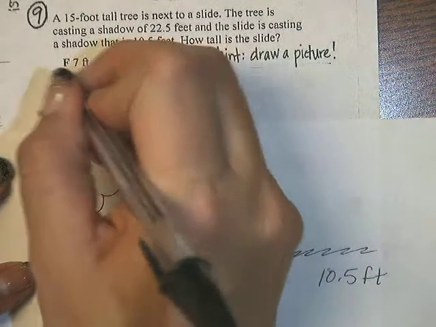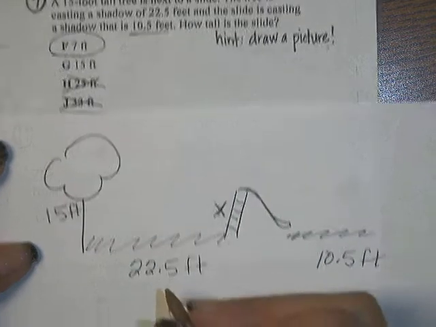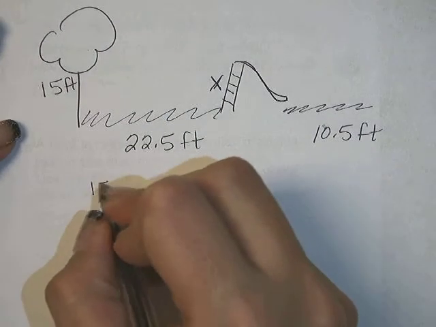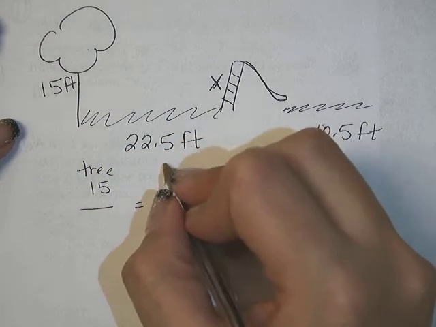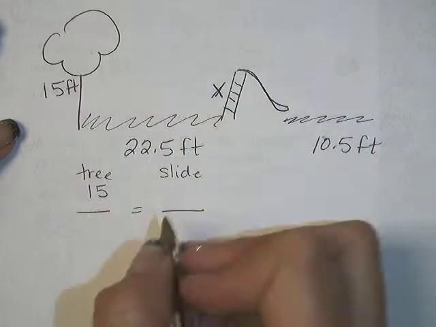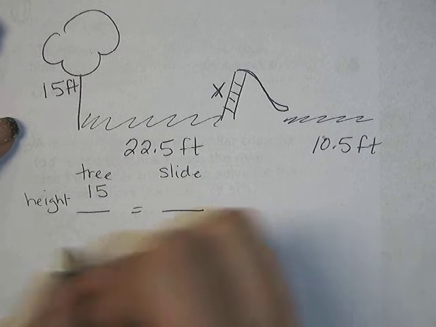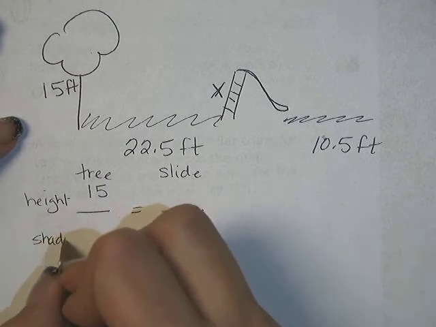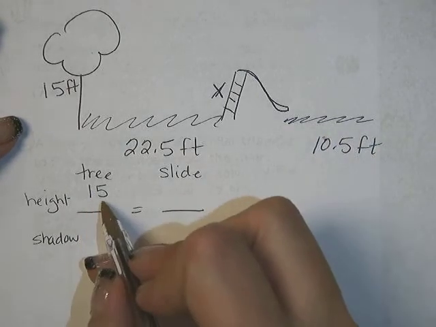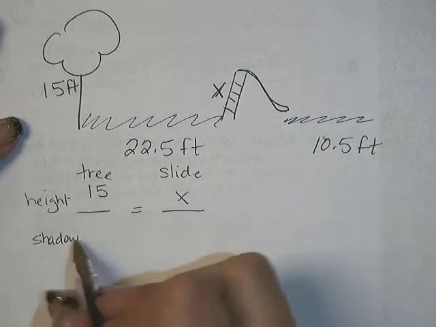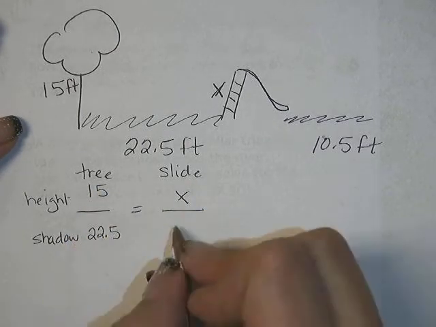So I already know that my answer is 7, but I can go ahead and prove it by setting up a proportion. I have my info about a tree as my first ratio. Then I have my info about the slide as my second. My tree's height, or the height of the 2, will be on top, and then I have the shadow. Labels are so important when setting up a proportion. The height of the tree is 15, the height of the slide is unknown, then the shadow of my tree is 22.5, and the shadow of my slide is 10.5.